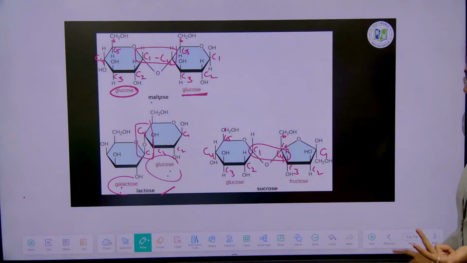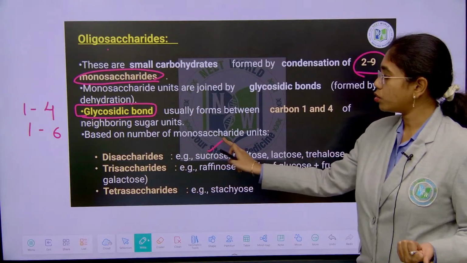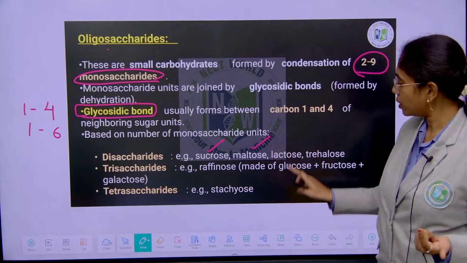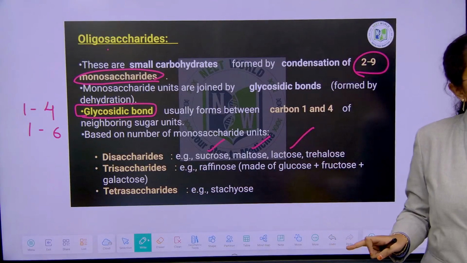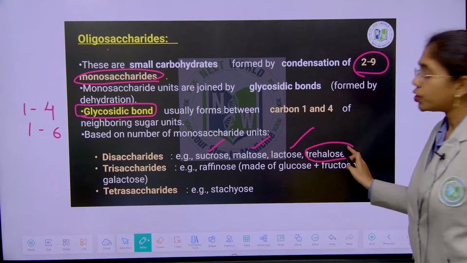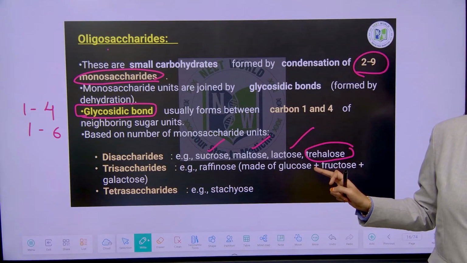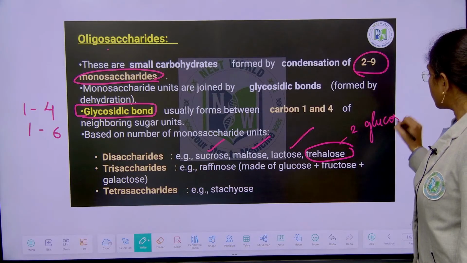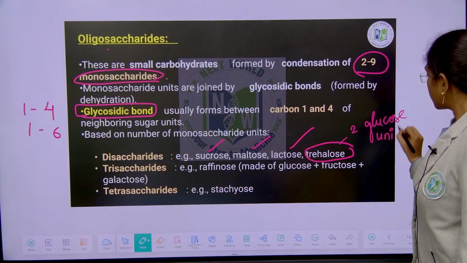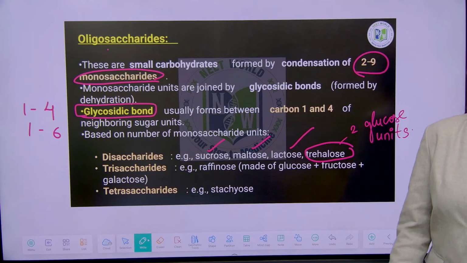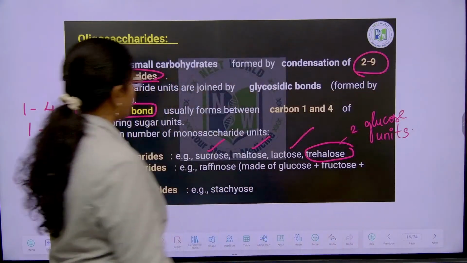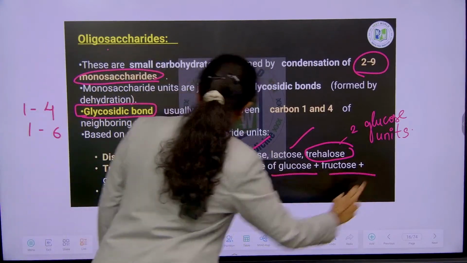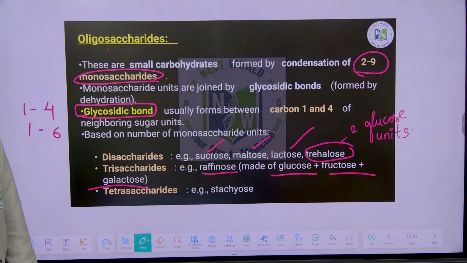Right? So here disaccharides include sucrose, which has glucose and fructose, maltose, which has 2 glucose units, lactose, which has galactose and glucose, trehalose, which you can see abundantly in insects. This has 2 glucose units. Right? Next is trisaccharides. Example, raffinose, which is made up of glucose, fructose and galactose.